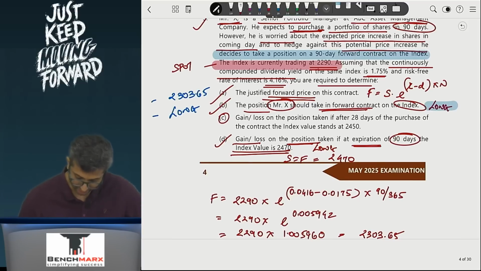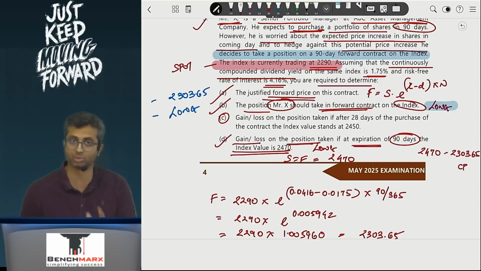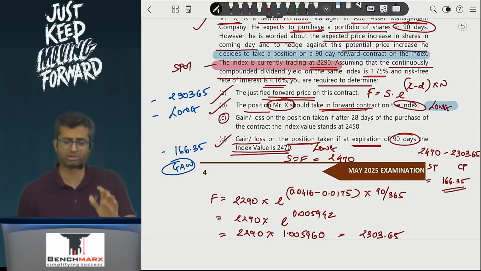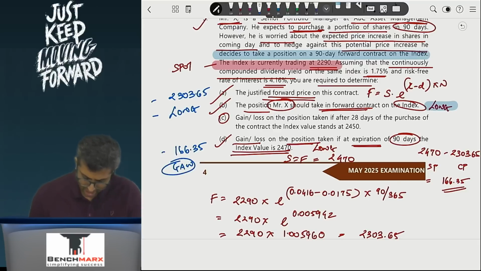So if I have to find a gain or loss, I'll say, well, I'd agreed to buy at 2303.65. Because my original position was long, I expected the price to increase. The price actually increased and went up to 2470. So this is my selling price, and it's 2470 minus 2303.65, and your gain is 166.35. Now these three numbers are logical, and the institute's workings also tell you the same thing. The problem only comes in the third part, where there can be two possible treatments. We'll discuss what the possibility is.